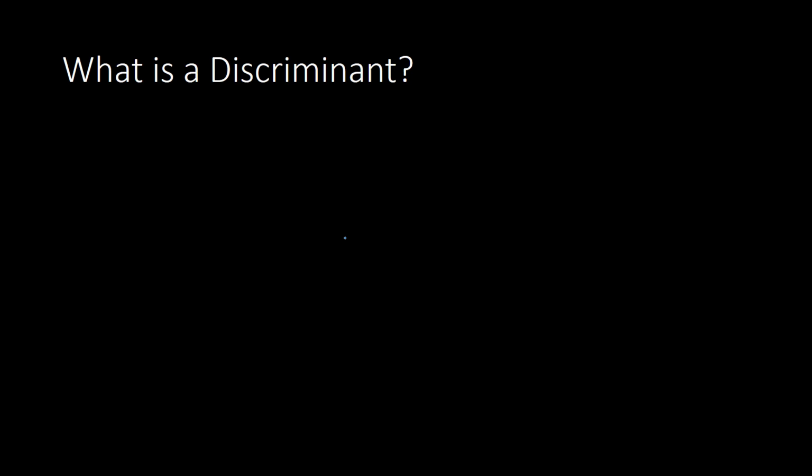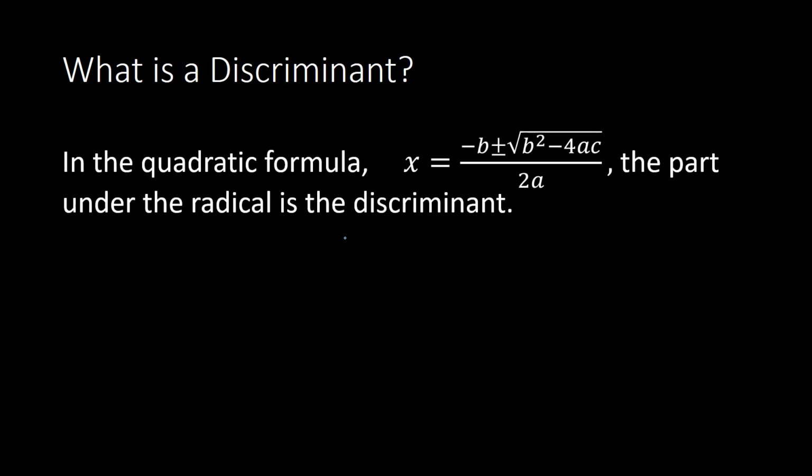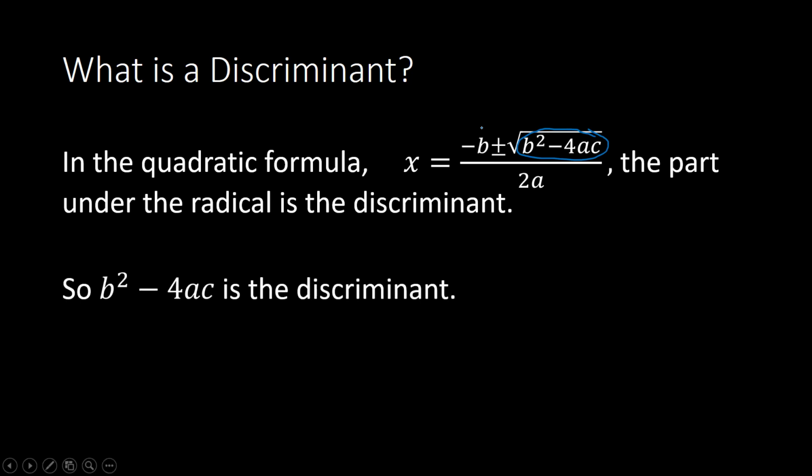Well, the discriminant is based off the quadratic formula. So in the quadratic formula, it is the portion inside of the radical right here, b squared minus 4ac. So that would be your discriminant. And now what the discriminant does is it tells us different things about the type of solutions we're going to get.